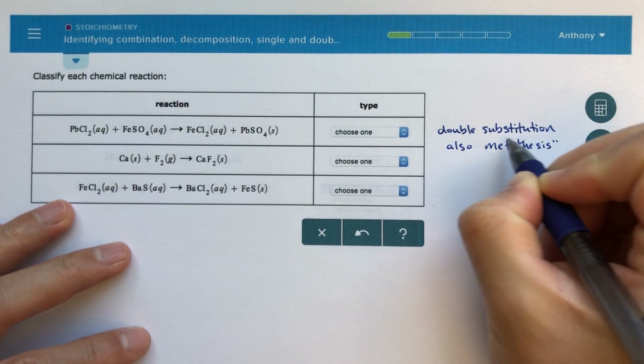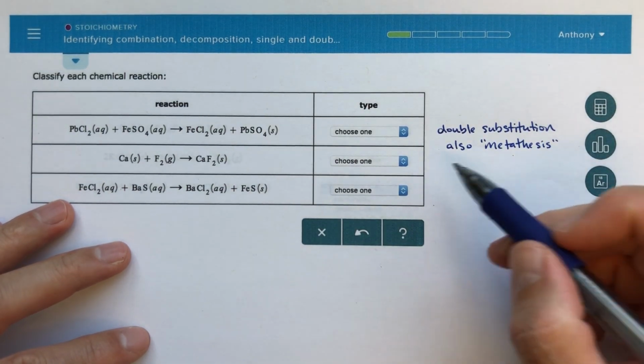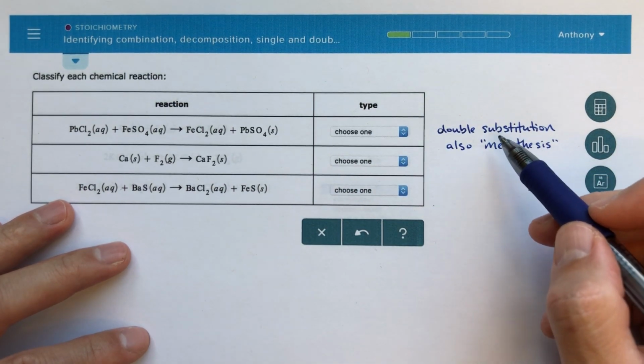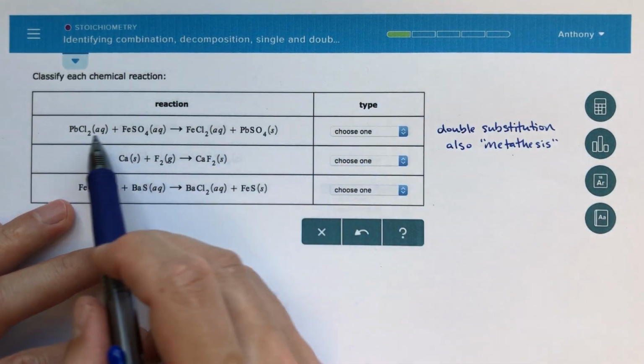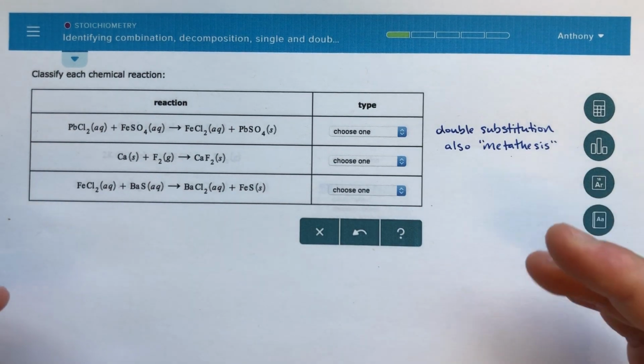So metathesis is just a fancy chemistry word for exchange. So under this drop-down menu, you're going to see actually both of these. Sometimes it will say metathesis and sometimes it will say double substitution. But if it's a reaction that looks like this, that's going to be the answer. So either way you call it, it's the same thing.